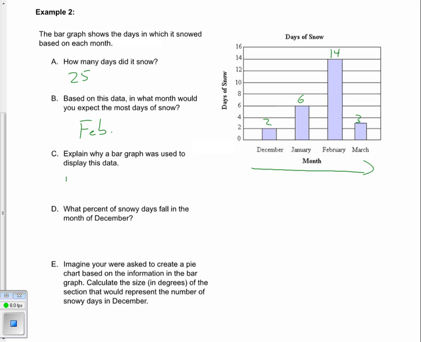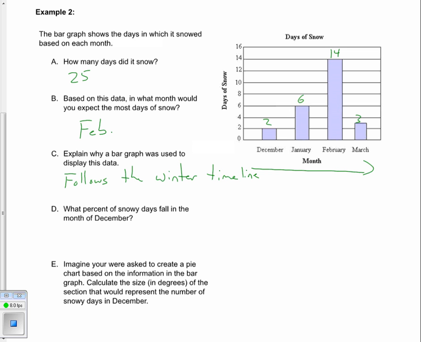So it follows the winter timeline, and because it follows the winter timeline, it makes it easier to read.